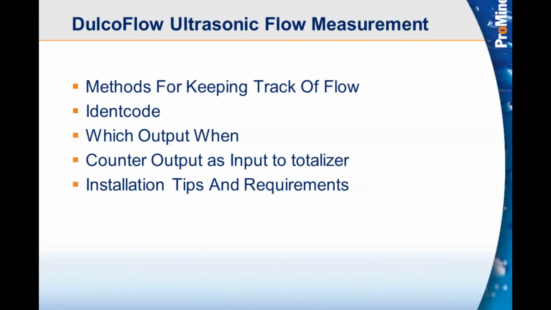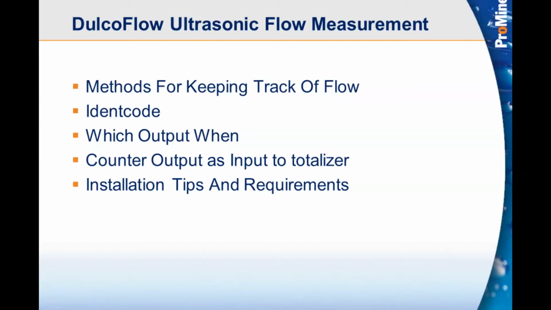We'll go over the ident code of the Dulcoflow. We'll talk about which output we want to choose when in that ident code. The counter output as an input to the totalizer. So we have some other products that we can take the signal out of the Dulcoflow and totalize in those other products as well. We'll talk briefly about that just as an overview. And then we'll also talk about some installation tips and requirements.